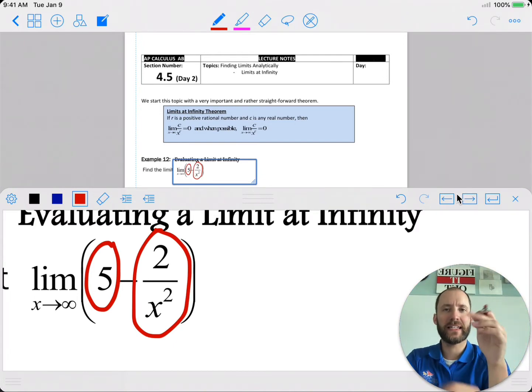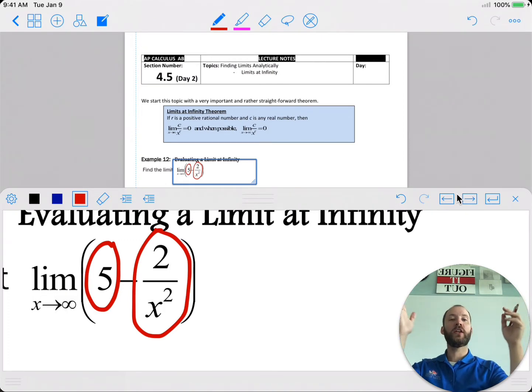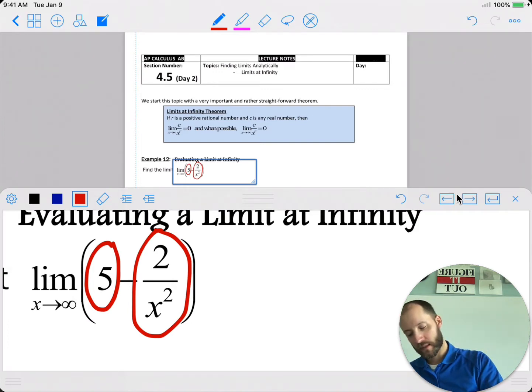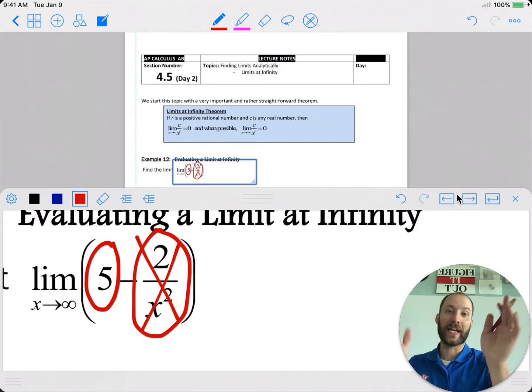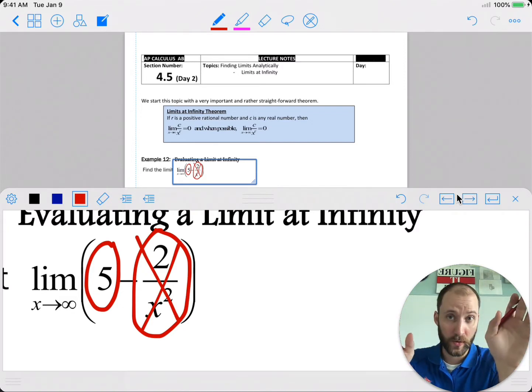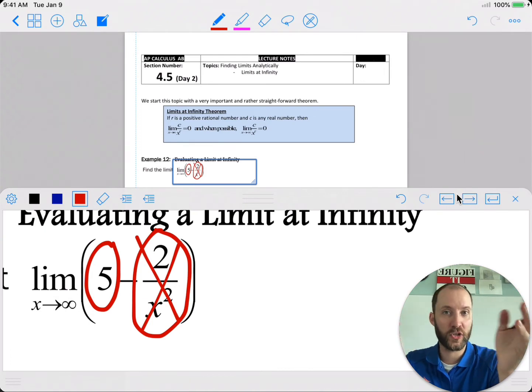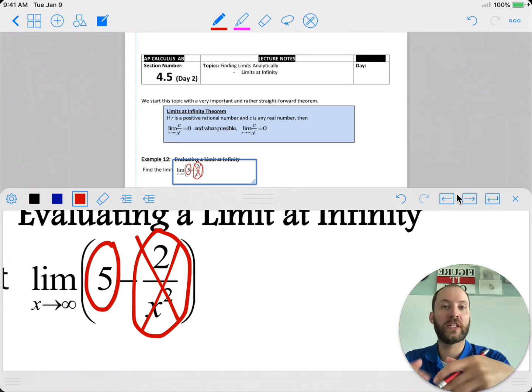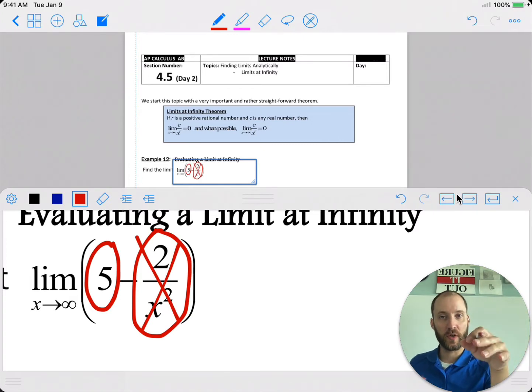As x gets infinitely large, the overall value of the fraction gets smaller. So 2 over 100, 2 over 1000, 2 over 10,000. That fraction's overall holistic value is approaching 0. Now again, will it ever be 0? No. But calculus is not concerned with what a function is. It's concerned with what it's approaching. So 2 over x squared is approaching 0. We can effectively cancel it out.